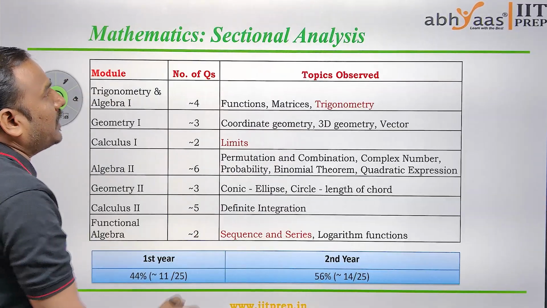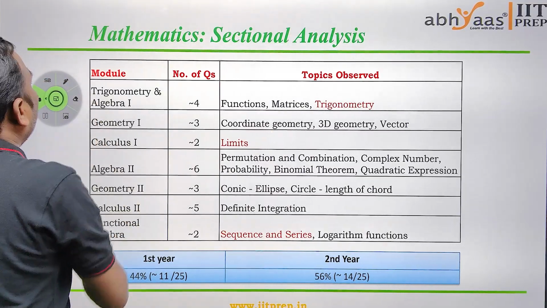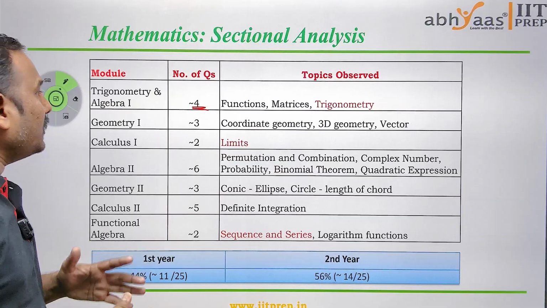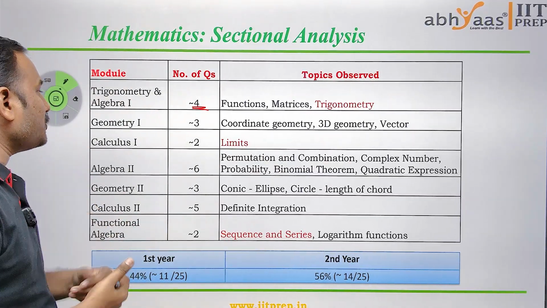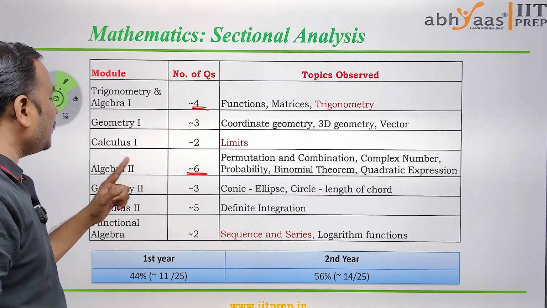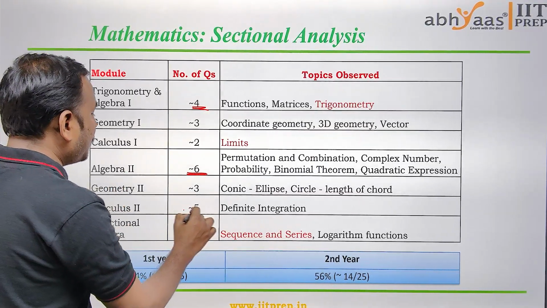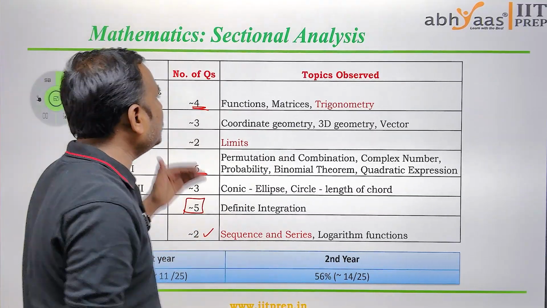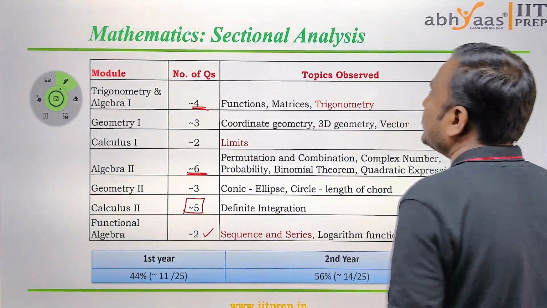And coming to the mathematics sectional analysis, here trigonometry and algebra 4 questions were there, geometry 3 questions, calculus 2 questions, algebra 6 questions we have observed, geometry 3 questions, calculus 5 questions, and functional algebra 2 questions. Like this, the modules segregation is there.